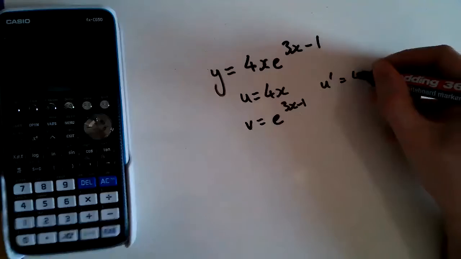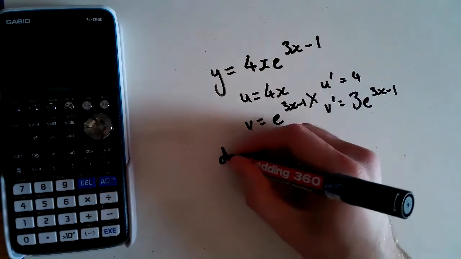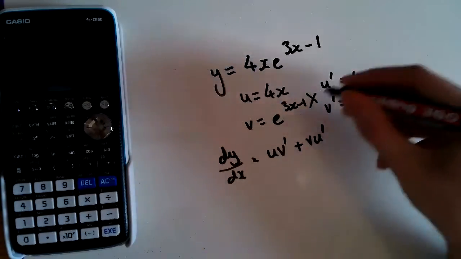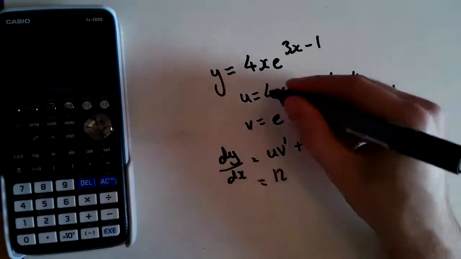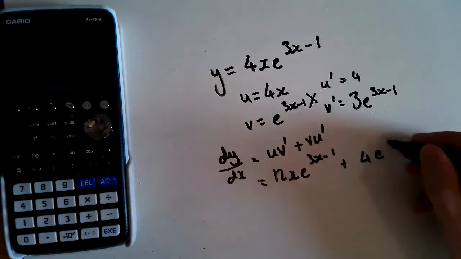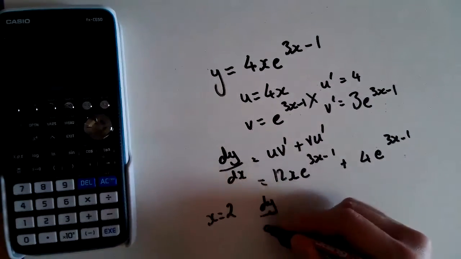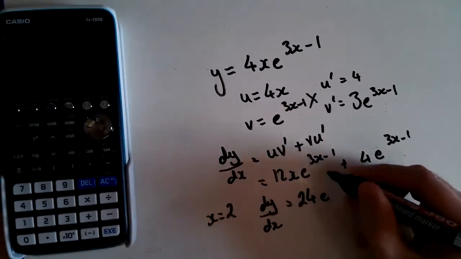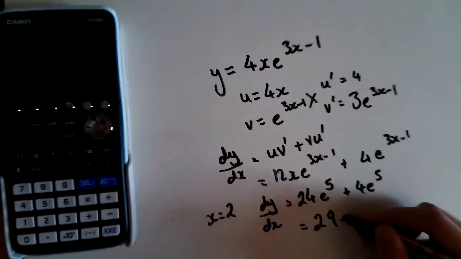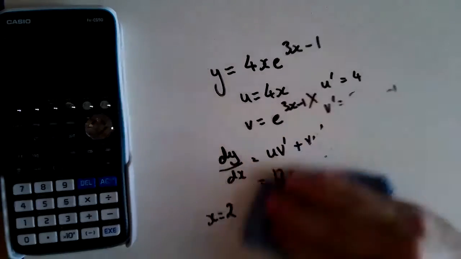Differentiate them both. And then the product rule says we times them, we do that diagonal pattern. So it's 12x e to the 3x minus 1 plus 4e to the 3x minus 1. Sub in x is 2. So we get 24e to the 5 plus 4e to the 5, which can be simplified to 29e^5. And that's the gradient. I don't have to do anything with it.